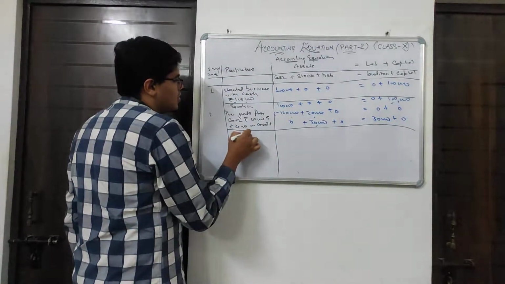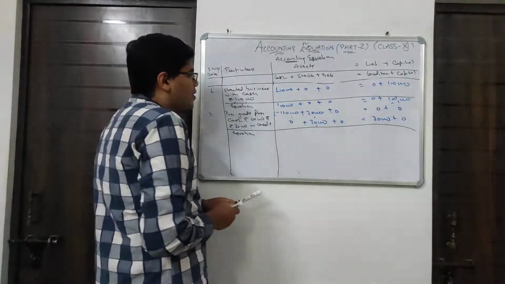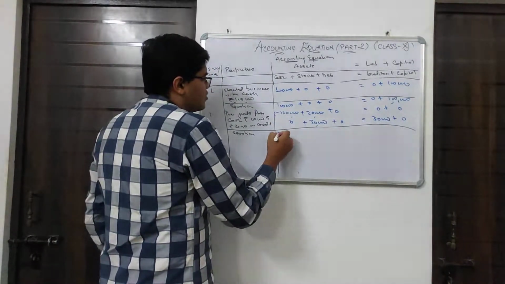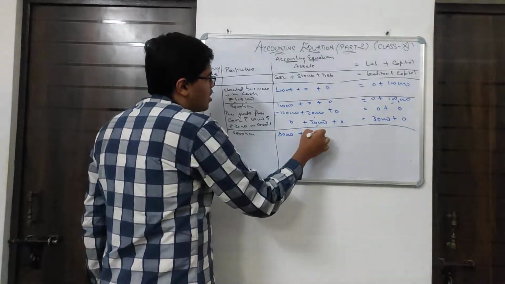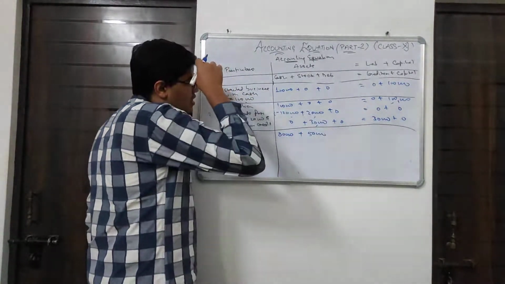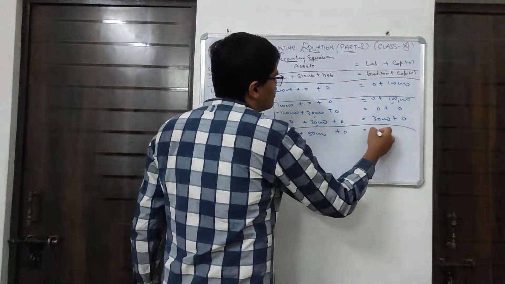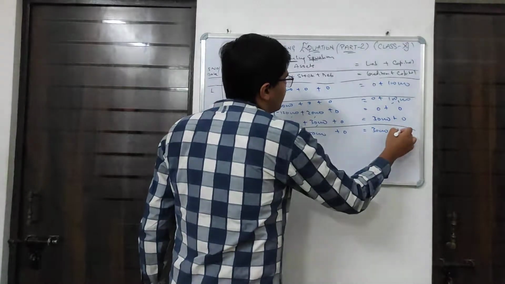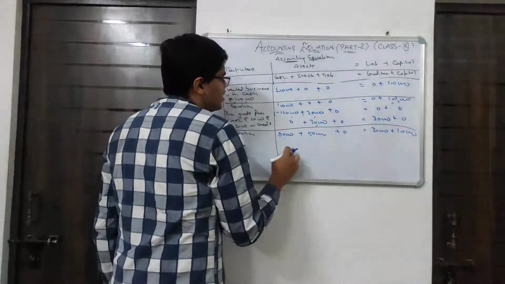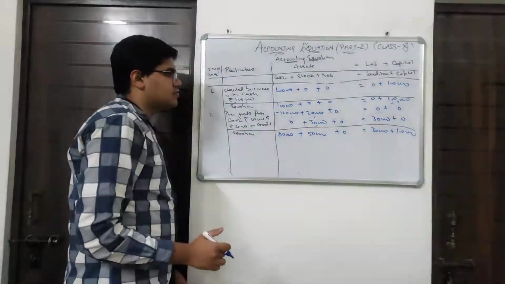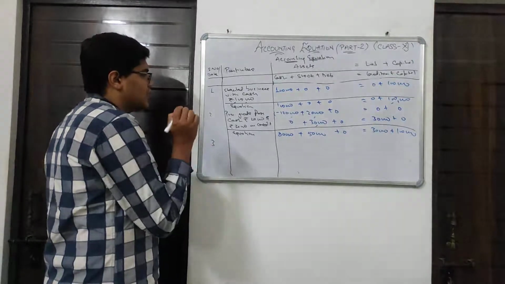Equation will be 1 lakh minus 20,000, as you can see 80,000 will be in cash, plus 50,000 will be in stock, 30,000 plus 20,000 is 50,000, no change in debtor, 30,000 will be of creditor, and 1 lakh will be of capital. Now you can total: 1 lakh plus 30,000 is equal to 1 lakh 30,000, and 80,000 plus 50,000 is equal to 1 lakh 30,000. Moving on to the last transaction.